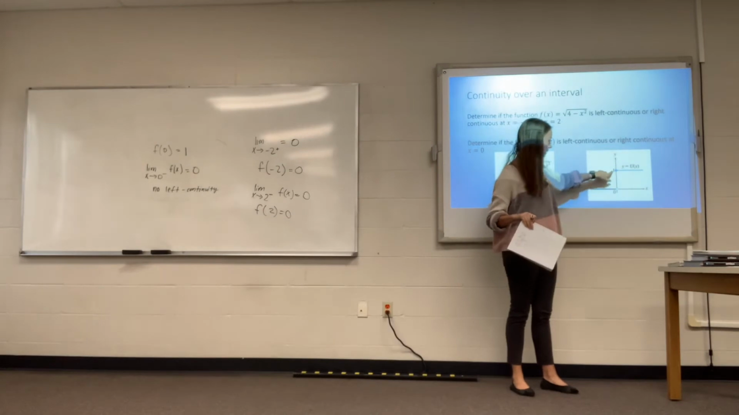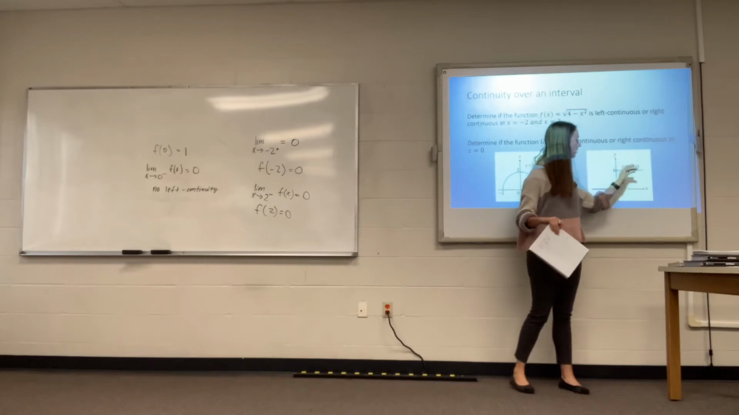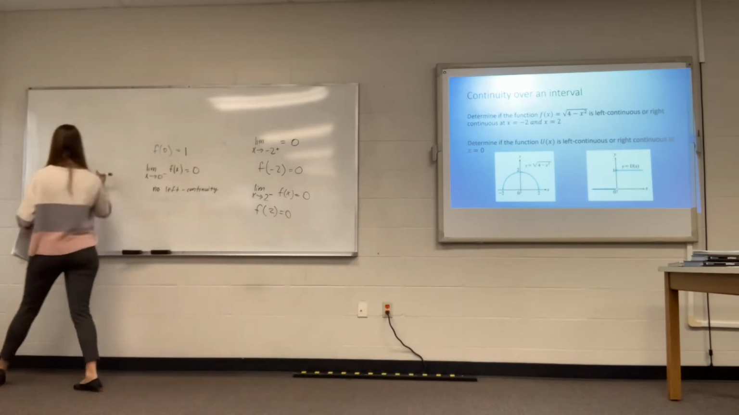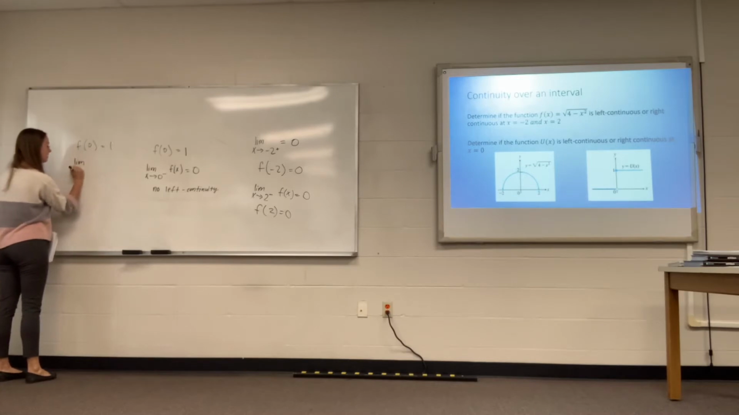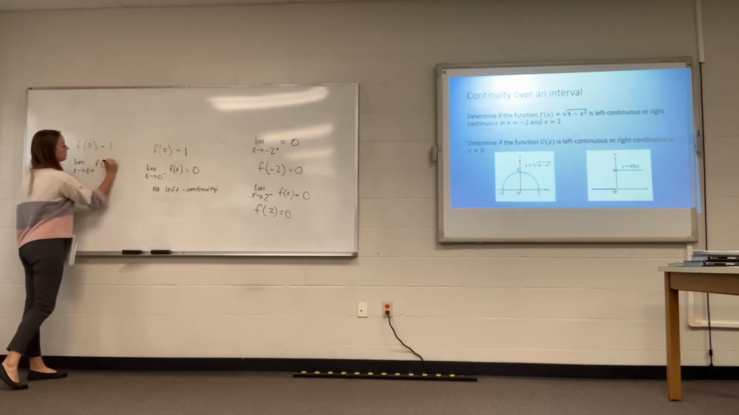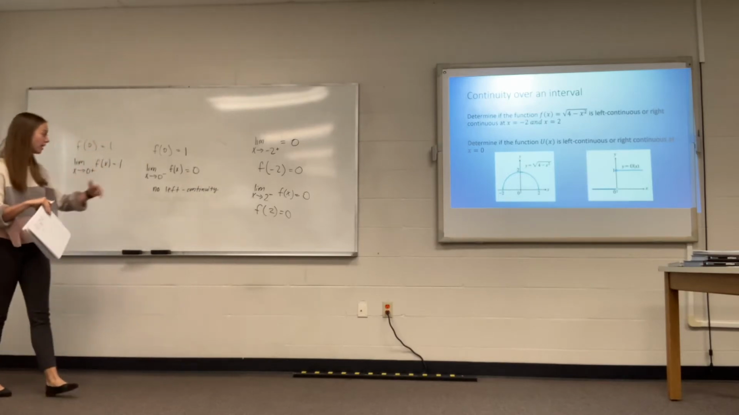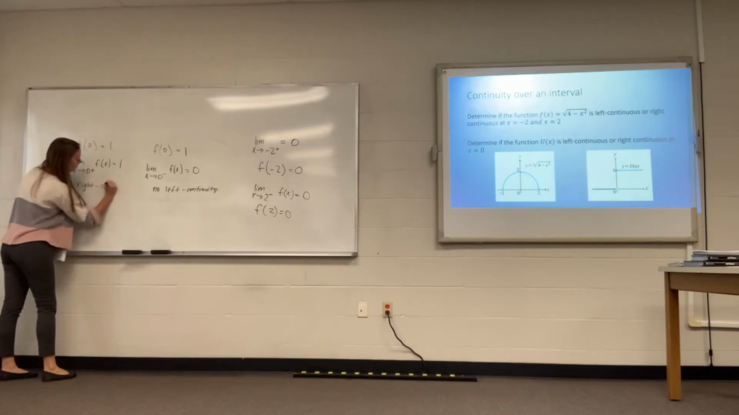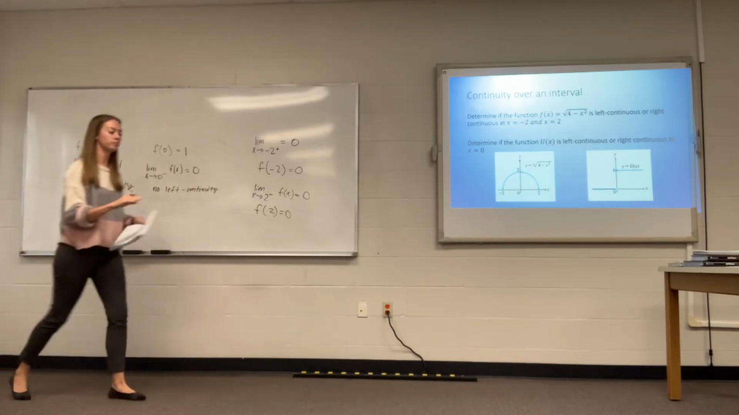From the right side, I already said that I have the function value, so my f of 0 is 1. And as I'm limiting from the right side, I'm approaching 1 as well. So my f of 0 is equal to 1, and my limit as x approaches 0 from the right side is also 1. Because those numbers are the same, I do have right-hand continuity.